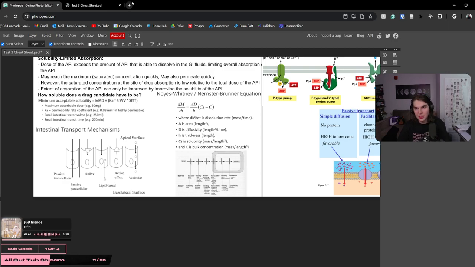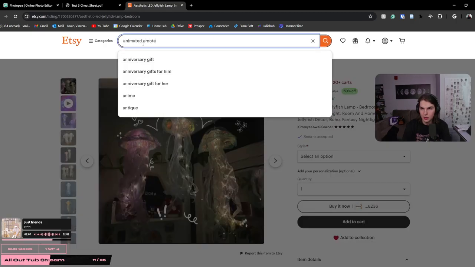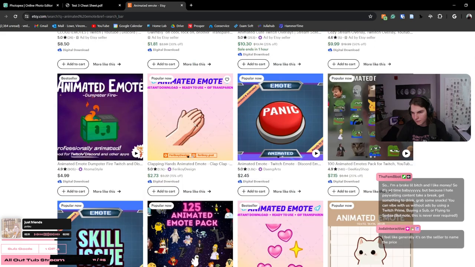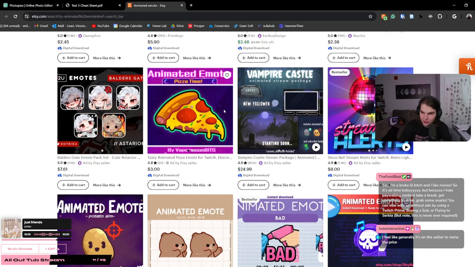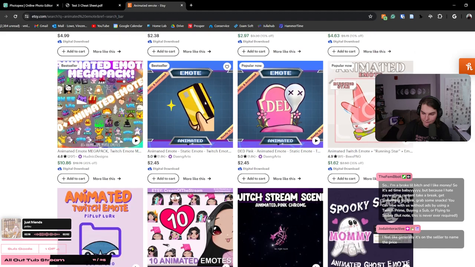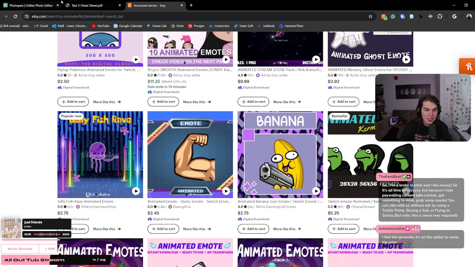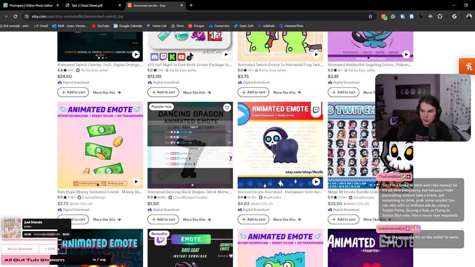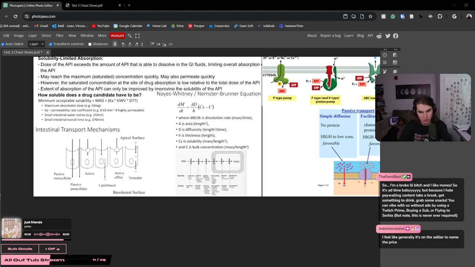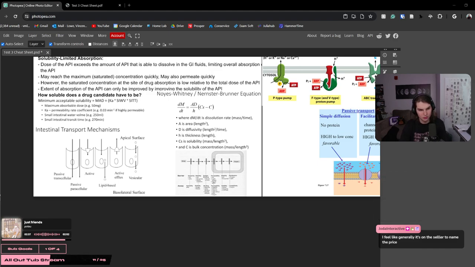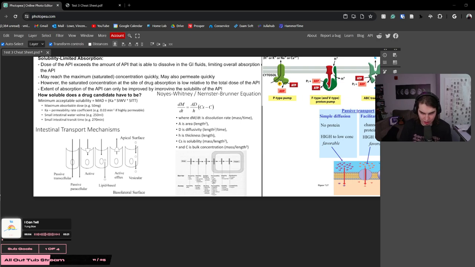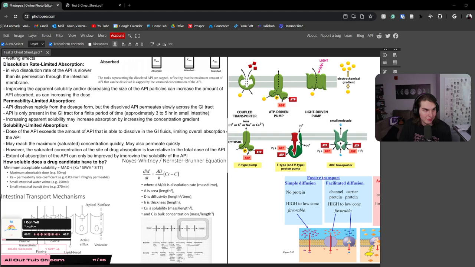Let's look on Etsy, chat. Animated emote. Also, look how cute those are, chat. It's looking like maybe $5. I feel like generally it's on the seller to name the price. Yeah. Well, they're asking about a budget, so it makes sense to ask about a budget. I don't know what to set as the budget. I'm going to say around $5 to $10 as a budget, chat. I'm not certain, but I just said I'm looking at a budget of 5 to 10, but willing to negotiate. I feel like that'll be fine, chat.